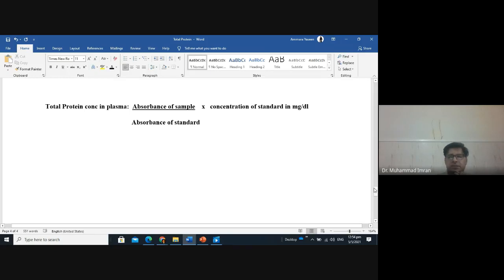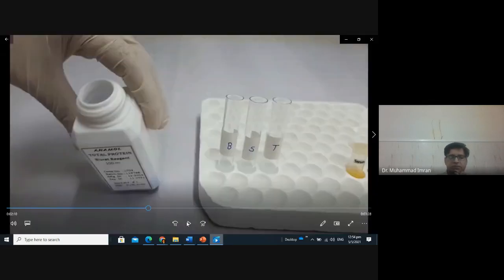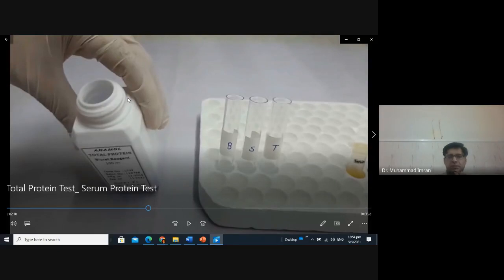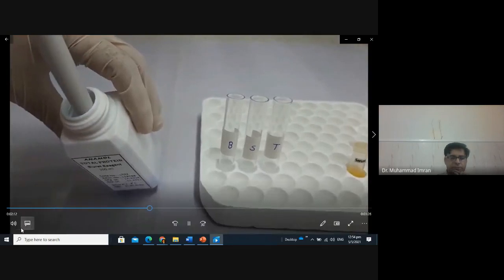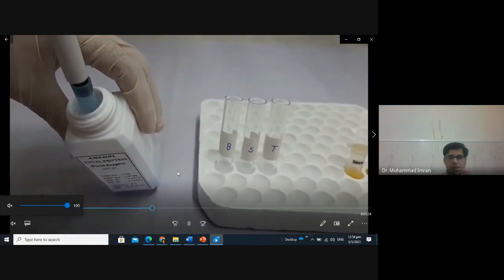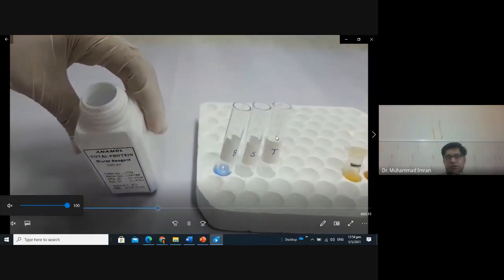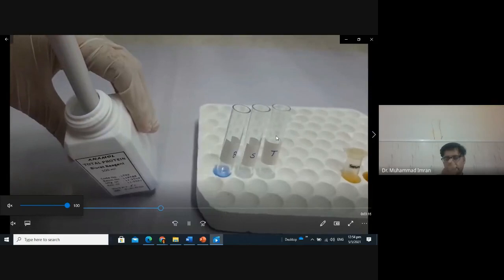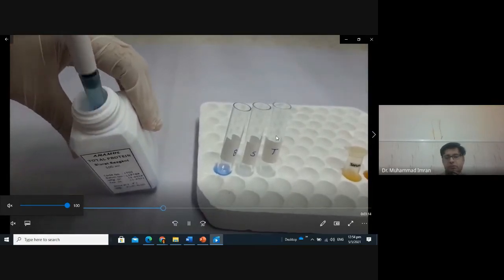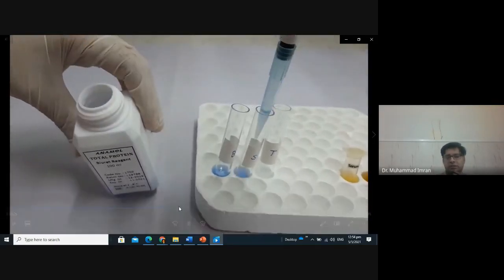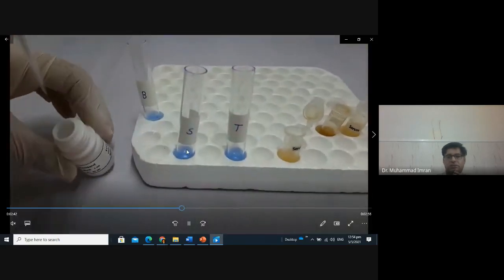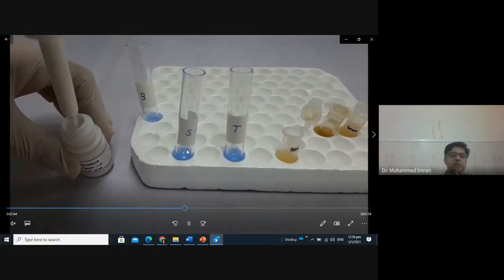Okay, this is the test of your total protein. Now we will see the performance of that test. We have taken 3 test tubes. One is blank, another is standard, and another is test or sample. You have added 1 ml of biuret reagent in all the test tubes.